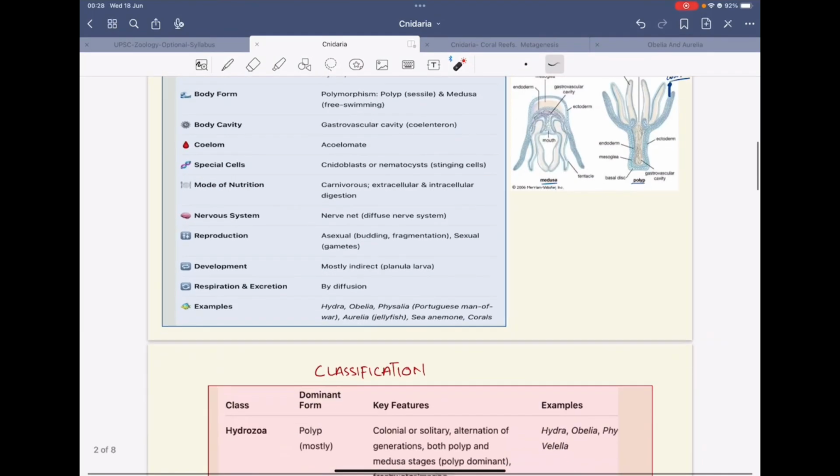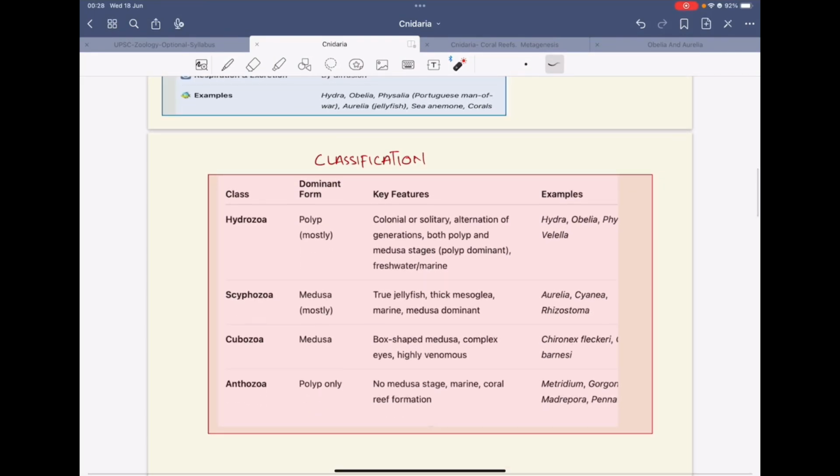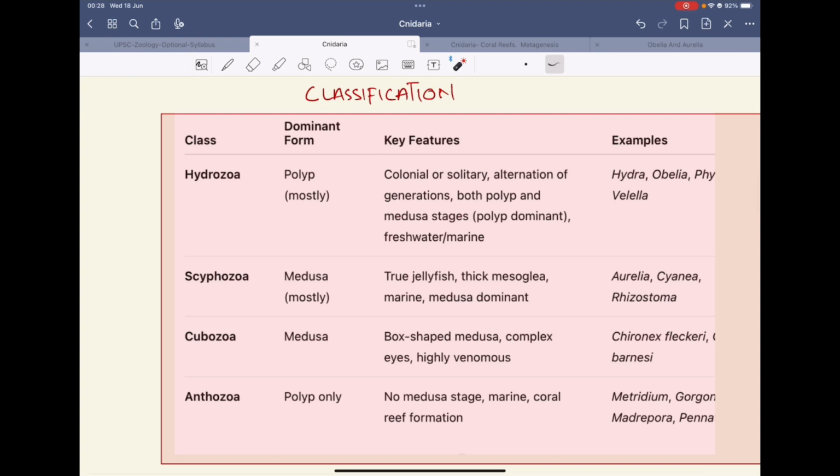These are the examples. If you see the classification, they have been classified into four different classes. The first one is the Hydrozoa. Hydrozoa consists of polyps. The polyp is the vase-like structure. So yes, this is the polyp form. Hydrozoa exist in polyp form mostly. These are colonial or solitary. They show alternation of generation, which is the change from sexual to asexual form. They exist in both polyp and medusa form, but the polyp form is dominant. Examples include Hydra, Obelia, Physalia, Velella.